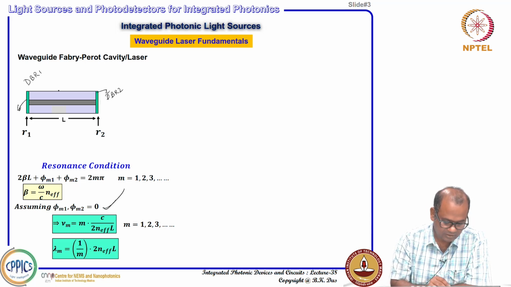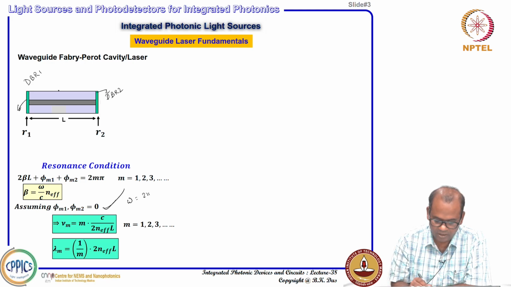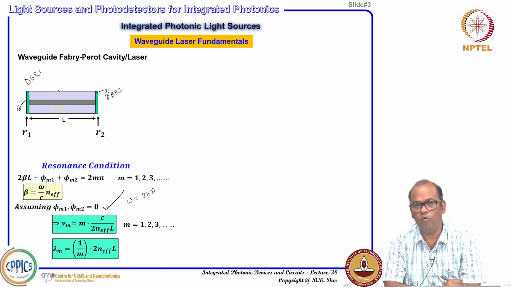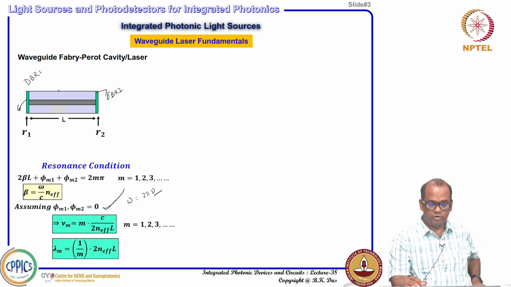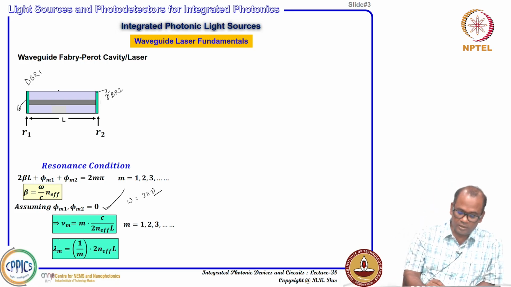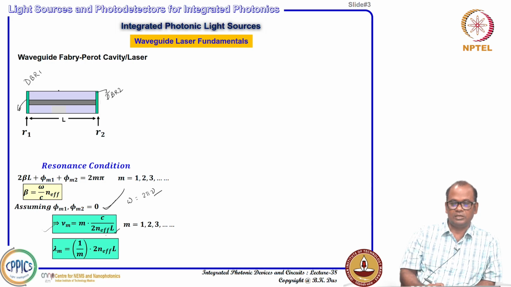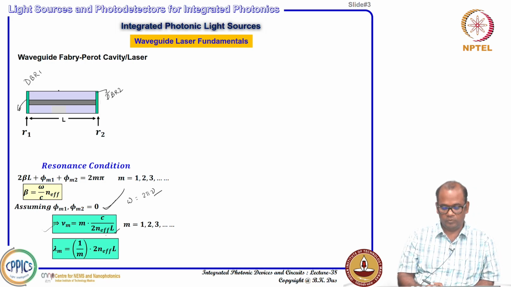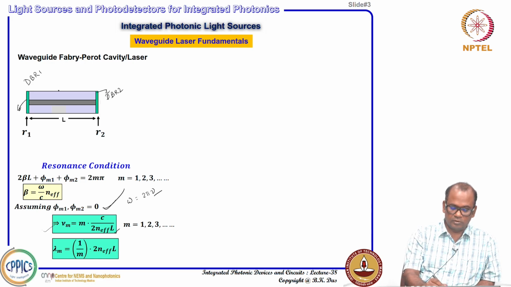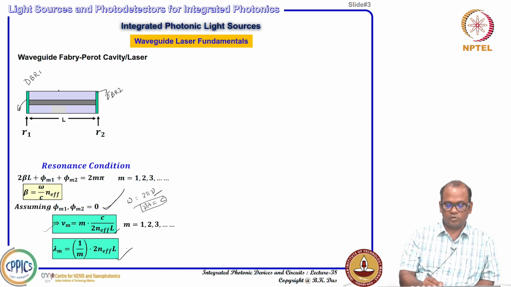So, in that case I can just consider beta equal to omega by c, and omega we can write as 2 pi nu. Omega is the angular frequency and nu is the linear frequency. So, in terms of resonance frequencies, we can express that nu m equal to m c over 2 n effective L. L is the total length of the cavity. Okay. So, now again we know that nu lambda equal to c, the velocity of light, they are related. So, we can convert nu into lambda, then we can find this one. m is the integer.